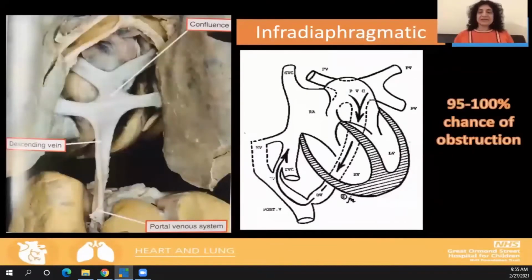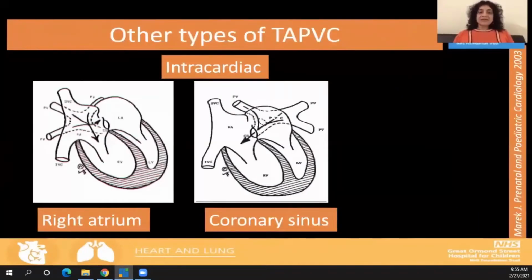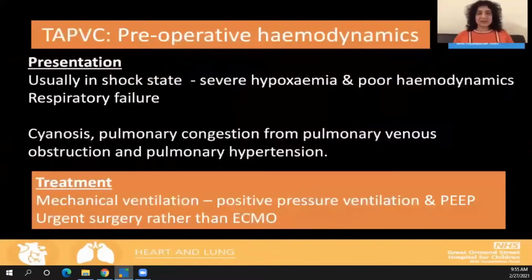This is an infradiaphragmatic TAPVC, and you can see here that the pulmonary venous channel is draining into the portal venous system via the descending vein. Now here in this type of TAPVC, the chance of obstruction can be 95 to 100%. Again, an echo still image showing you a TAPVC, the infradiaphragmatic one, where the descending vein is draining into the portal vein and the hepatic vein. Now, there are other types of TAPVCs, the intracardiac one, where the drainage can be into the right atrium or into the coronary sinus, or there can be mixed versions.